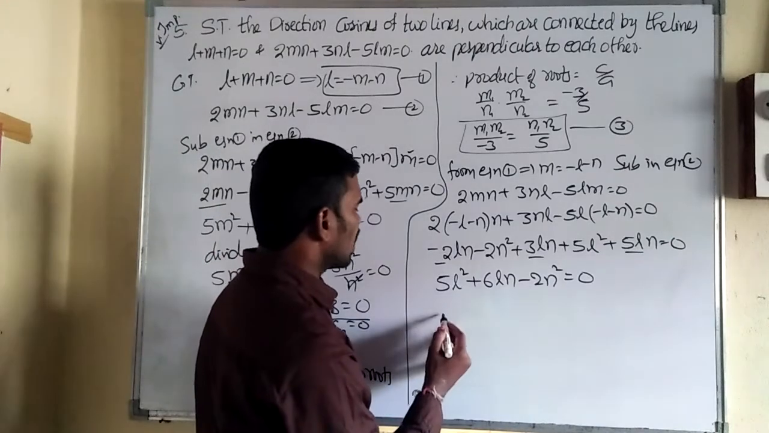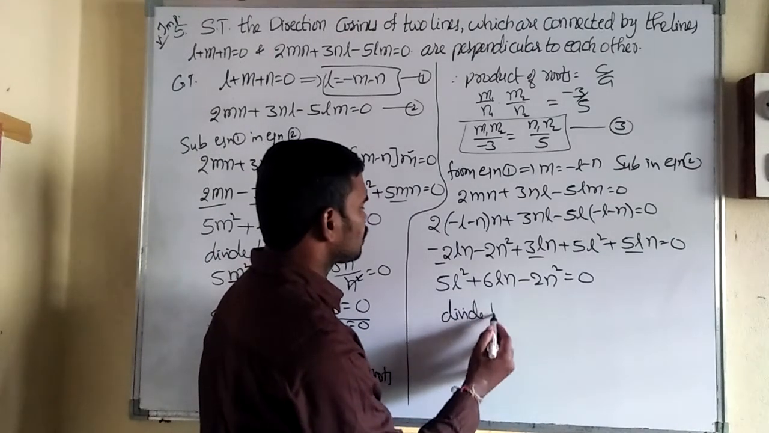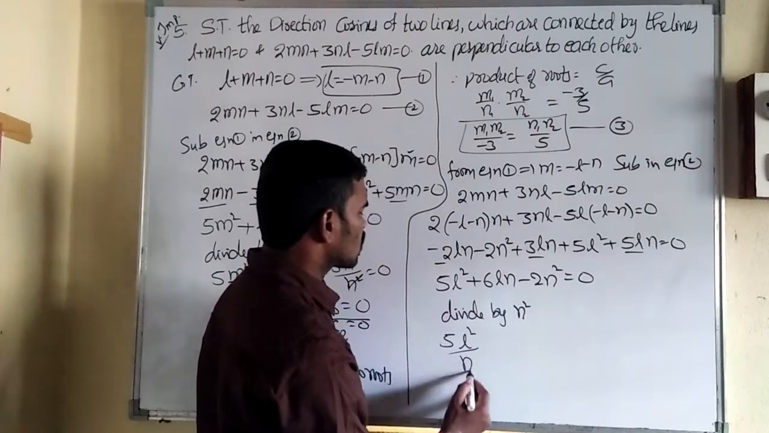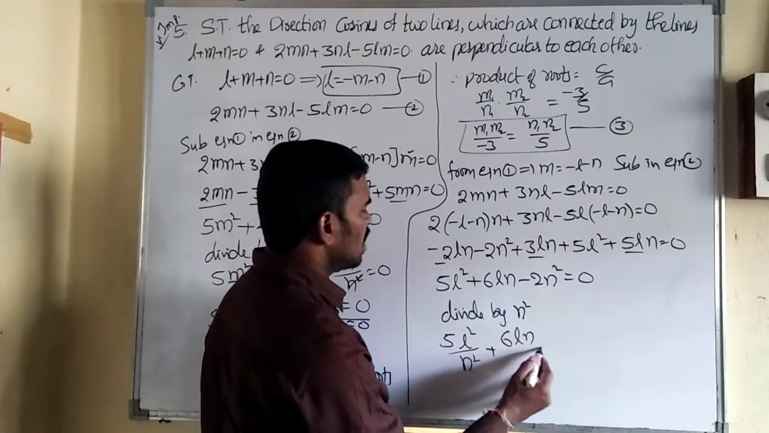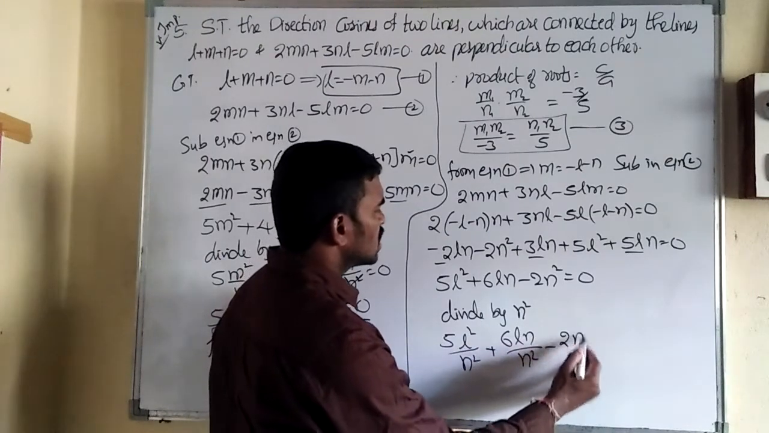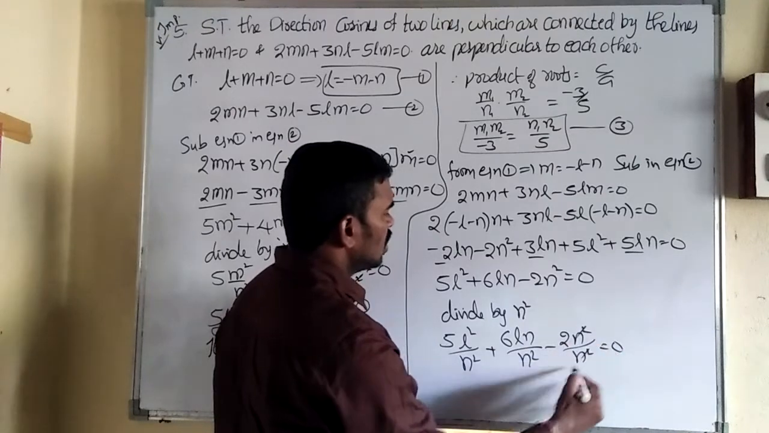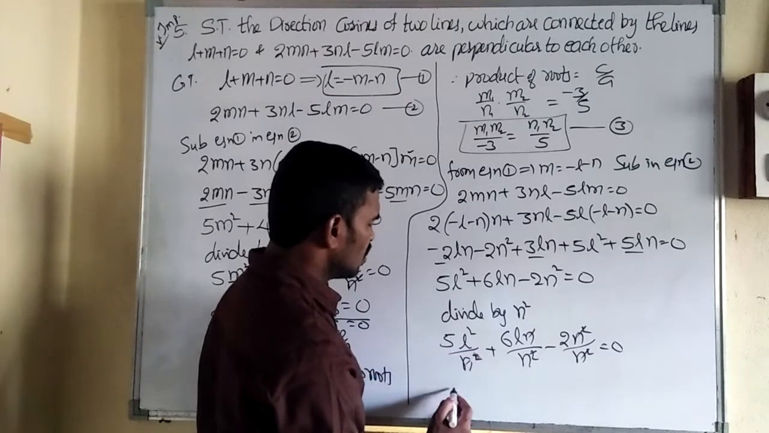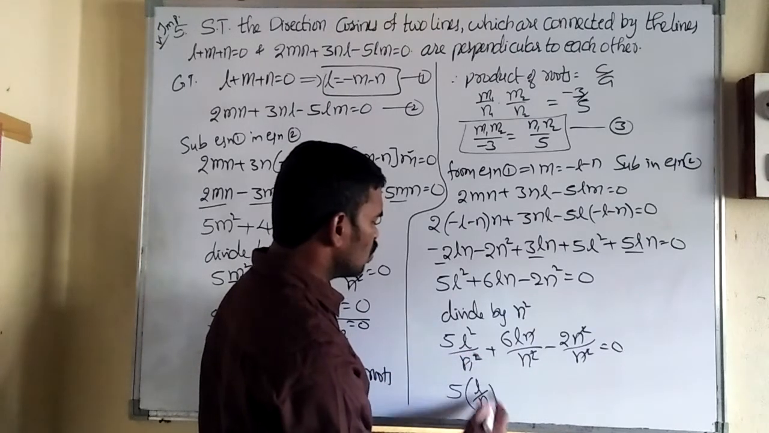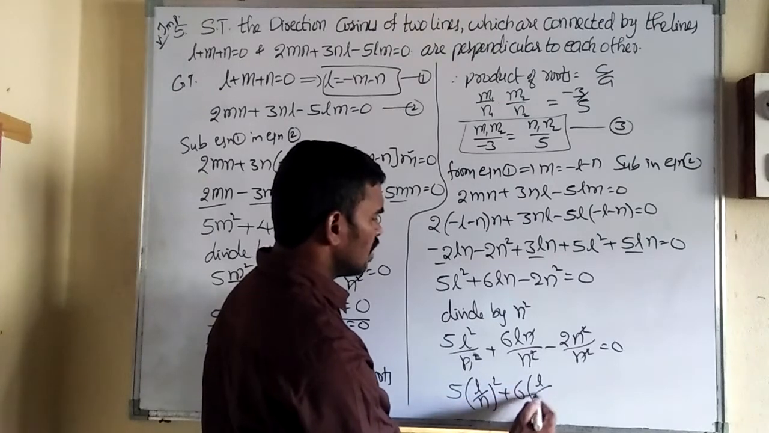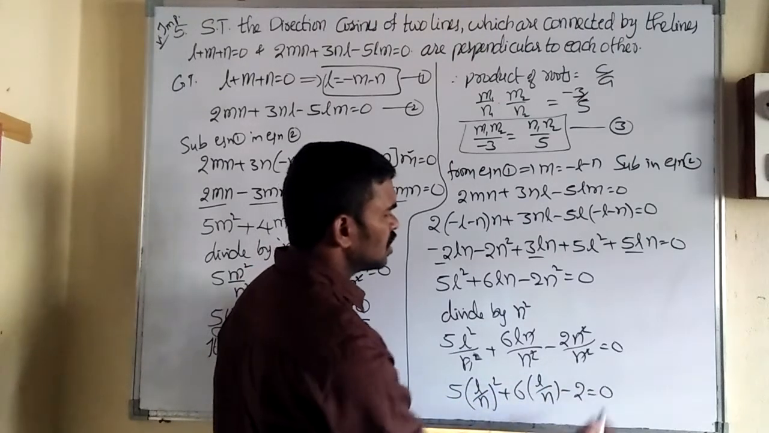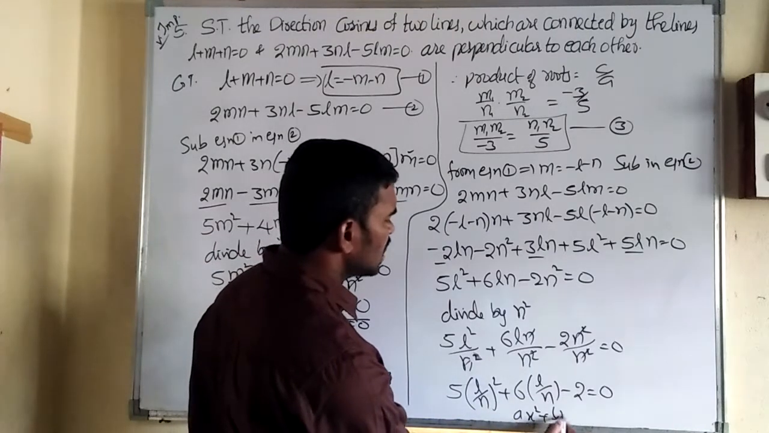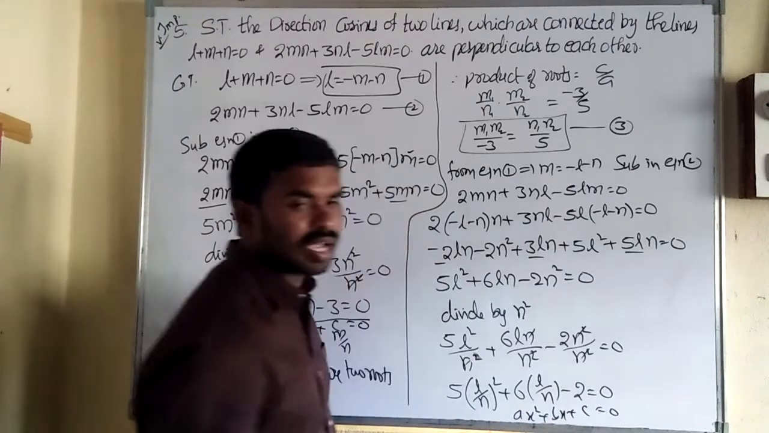So divide by n square on both sides. Then it becomes 5l square by n square plus 6ln by n square minus 2n square by n square is equal to 0. Cancel. Sorry, here the 6ln is not getting cancelled. So keep as it is. So we can keep 5 into (L by n) whole square plus 6 into (L by n) minus 2 is equal to 0. So this is also in the form of ax square plus bx plus c equal to 0 formation. Am I right?